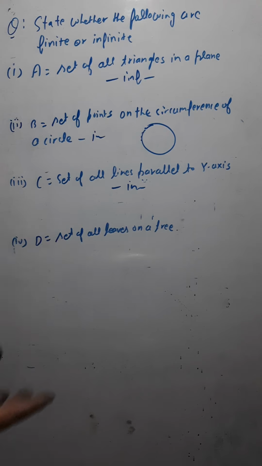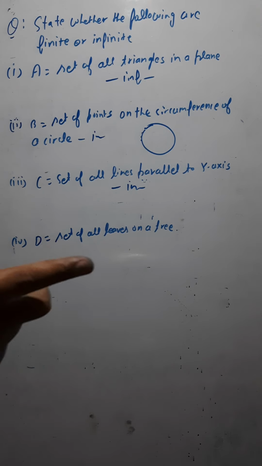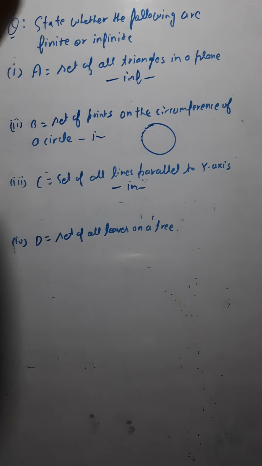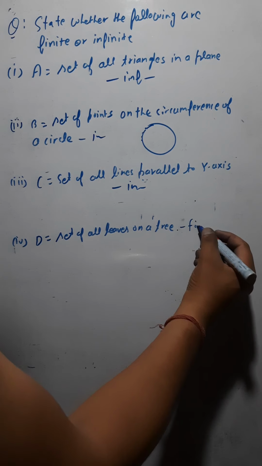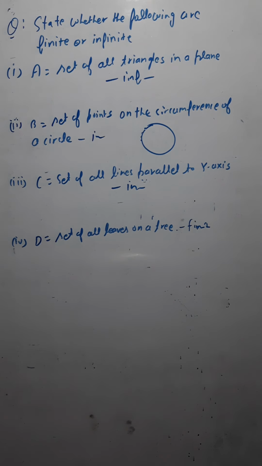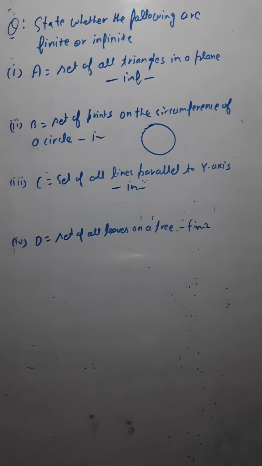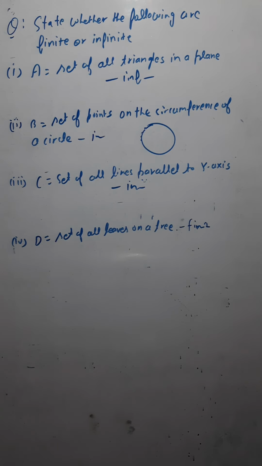So all the leaves on a tree are ending or not ending? I think ending. But a huge number of leaves would be there, isn't it? But ultimately it is going to end, isn't it? So that is why the set D would be a finite set. Why? Because the leaves are going to end. If you keep counting, you would be getting the final result there, isn't it? So that is why the number of leaves on a tree would be a finite set. Definitely you would be getting a large number of leaves there, but ultimately they are going to end also, isn't it? So that is why the set D would be a finite set.